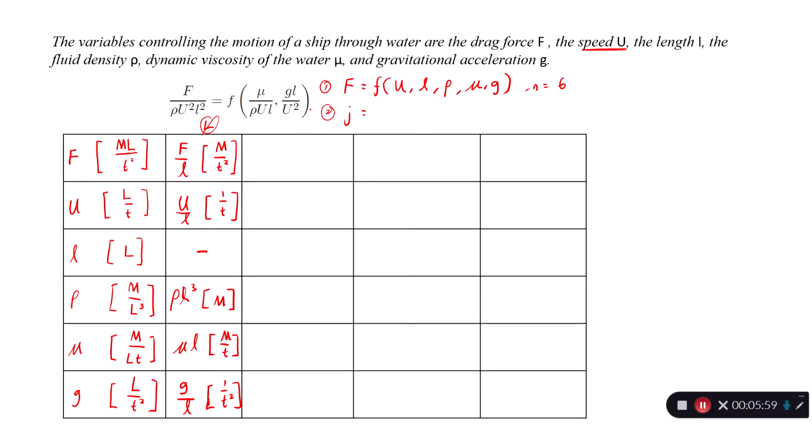Okay, so here we're getting rid of mass. For the first one, divide by rho L cube. This will be F over rho L to the power of 4. This will not change yet. This doesn't exist, this will cancel itself out. This will be mu L over rho L cube, so mu over rho L square. 1 over T, this will not change.